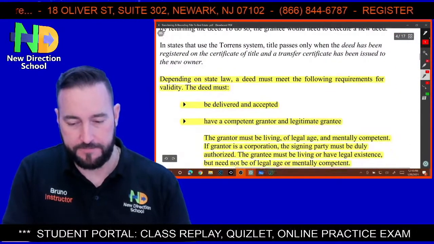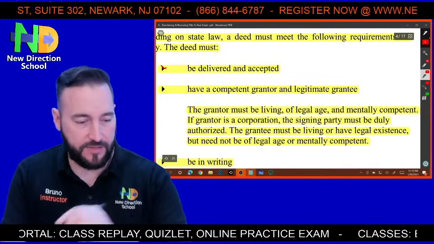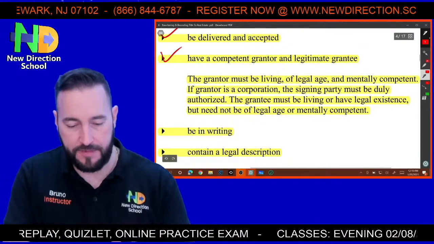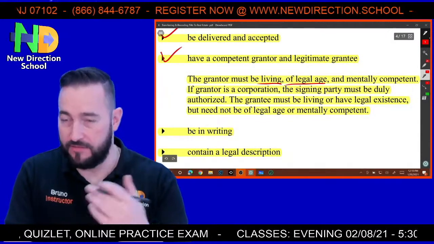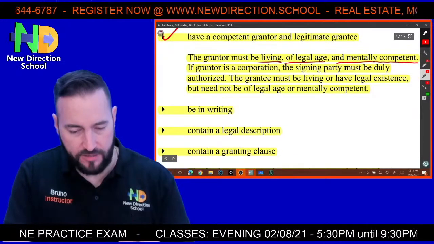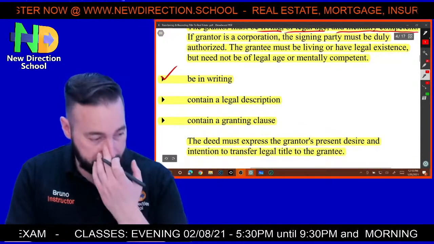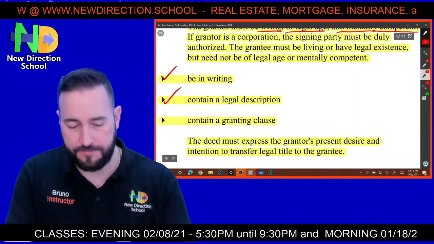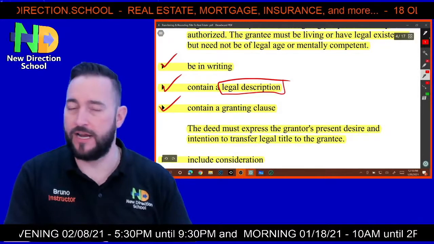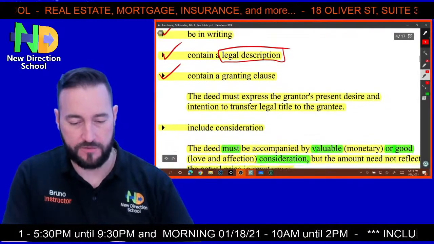All right. So depending on the state law, the deed must meet the following requirements. It must be delivered and accepted. You guys already know. Have a competent grantor and legitimate grantee. Competent means must be living and alive, legal age, and mentally competent. And for the grantee, the same. It must be in writing. You cannot have verbal deeds. It has to be in writing. It must contain a legal description. It must contain a granting clause. That means we grant or gift the property to the other party. Okay? So granting is like the transfer.